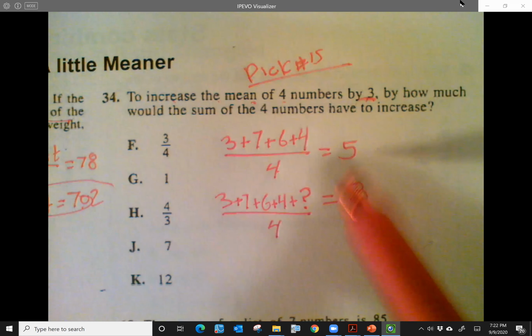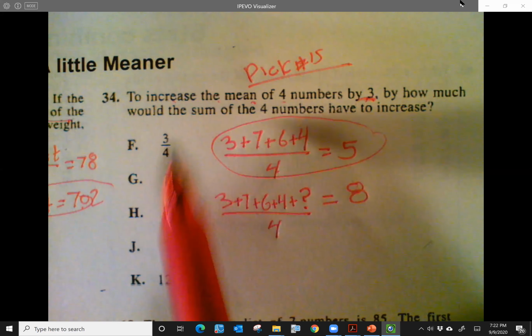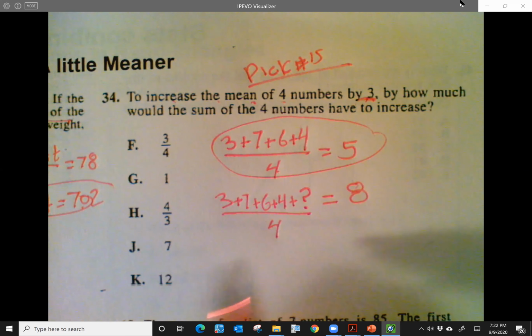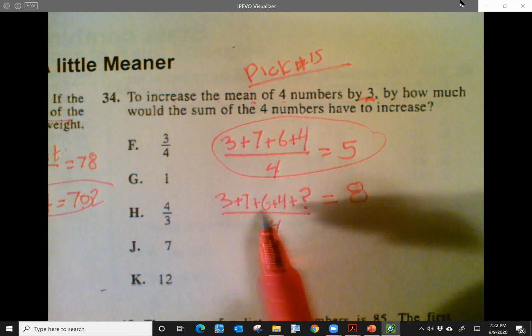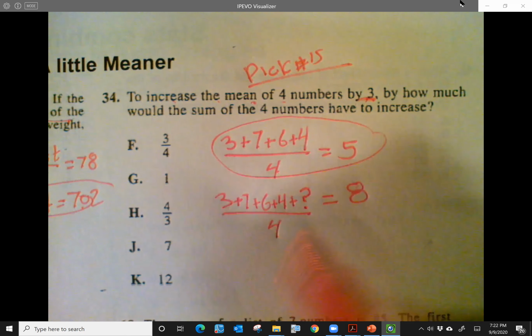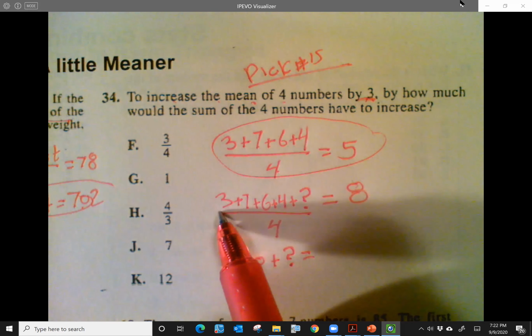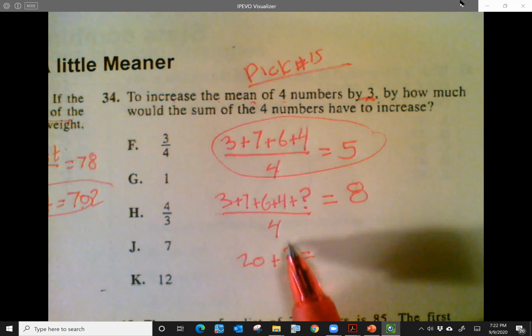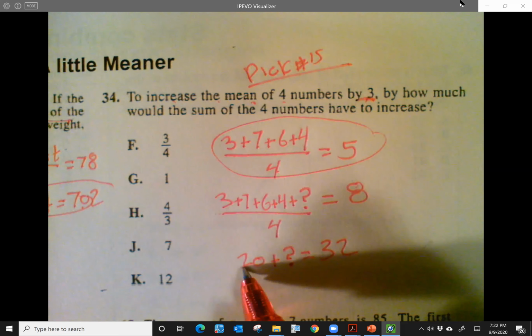So the old mean was 5, right? Adding them up, I just picked these numbers out of the air. Well, I want to go ahead and add something to this. What I could do is guess and check these numbers and plug them in. I could add these up, right? So 3 plus 7 is 10, 6 plus 4 is 10, 10 and 10 is 20. So I could say 20 plus my question mark equals, probably going to multiply both sides by 4, to get rid of that dividing by 4. So equals 32. Well, what do you have to add to 20 to get 32?